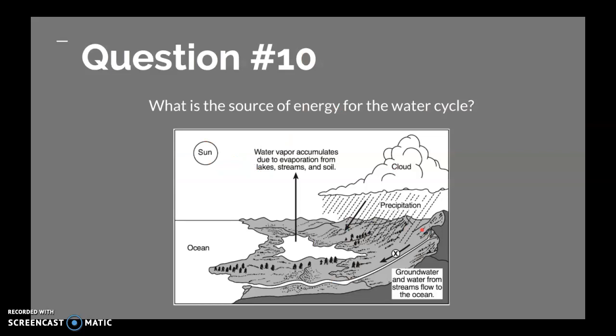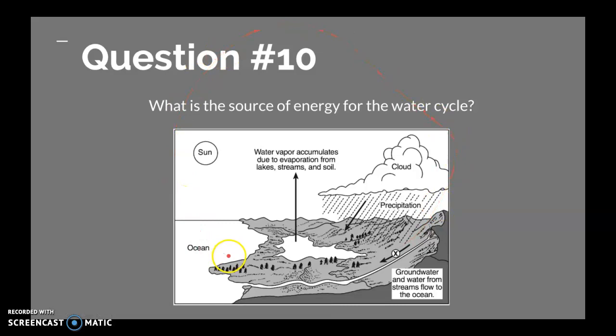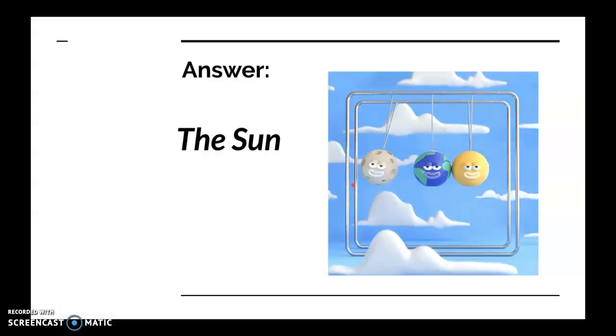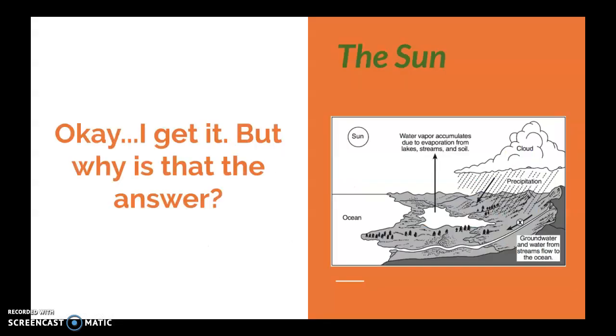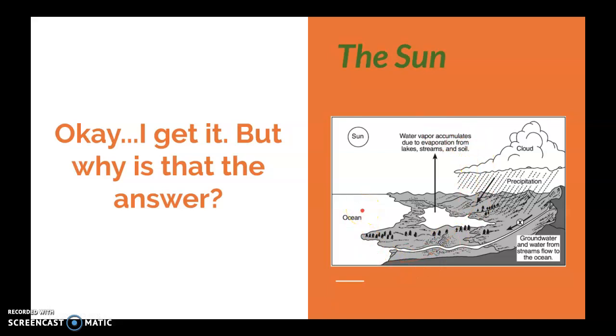Number 10. What is the source of energy for the water cycle? Think about this diagram. There is one thing in here that powers the system. Okay? What is powering this system to change water into different forms? Think about it. And the answer is the sun. Okay? Why is it the sun? Well, in order for water to evaporate, it needs heat from the sun. In order for the weather patterns to change, it's going to need the sun to produce different forms of energy for this system to run. So we need to thank the sun for letting our water cycle work the way that it does. The answer was the sun.